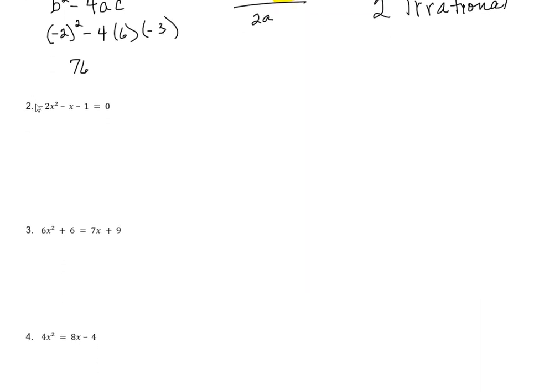Problem number 2. First thing I want to check is to be sure that I've got my equation in standard form, and it is. So the a is -2, the b is -1, and my c is -1. I'm going to write down my formula for the discriminant, b squared minus 4ac. So I'm going to have -1 squared minus 4 times -2 times -1. And that's going to give me -7.